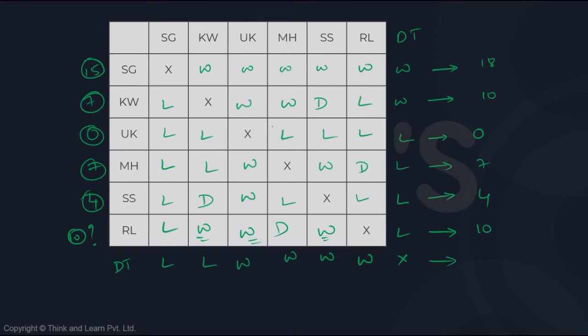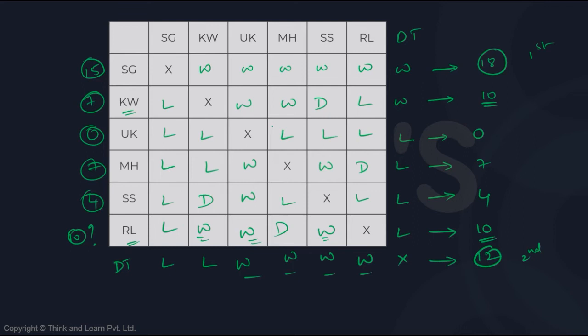And here you will get 1, 2, 3, 4 wins. That is 4 3s are 12. So who is third? This is first. This is second. Now the question is, there are 2 10s. So we have a rule. What does the rule say? If there is a tie between 2 teams, then whoever won the match between those 2 teams will be called the better team. So between KW and RL, let's see who won.